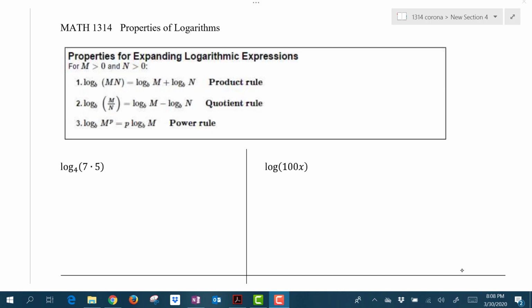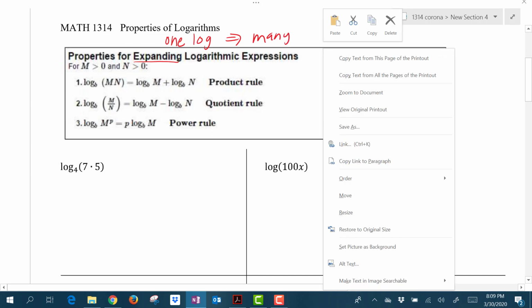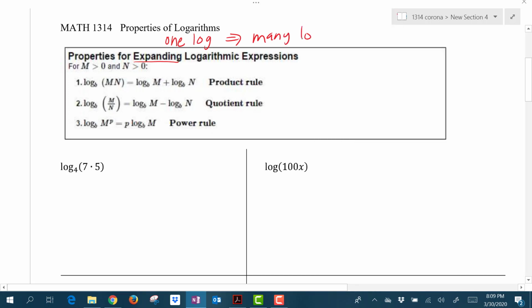This video is about properties of logarithms. In this video we're going to look at 3 different logarithmic properties that we use to expand. Expanding means that we are going to change from 1 log to be into many logs. Typically what happens when we expand is that the input of each log gets simpler.